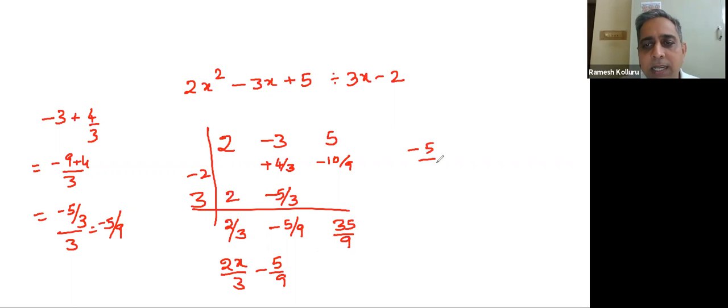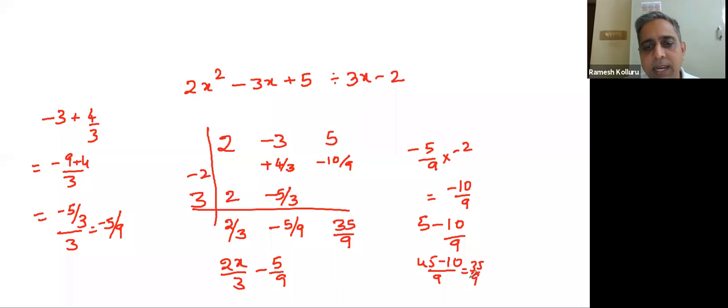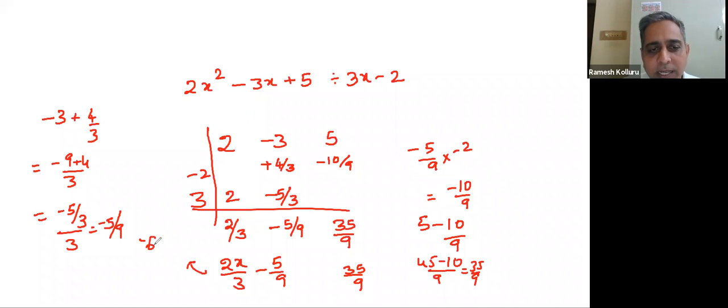Minus 5 by 9 into minus 2, which will be minus 10 by 9. Correct? And 5 minus 10 by 9 is the same as 45 minus 10 by 9, which is 35 by 9. So 35 by 9 is my remainder. 2x by 3 minus 5 by 9 can also be represented as 2 3s are 6, 6x minus 5 by 9 is my quotient, and 35 by 9 is my remainder.